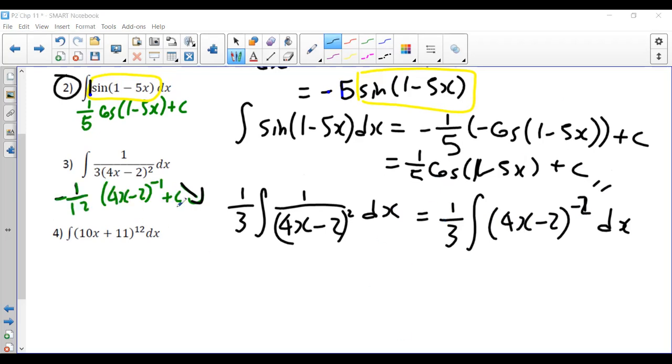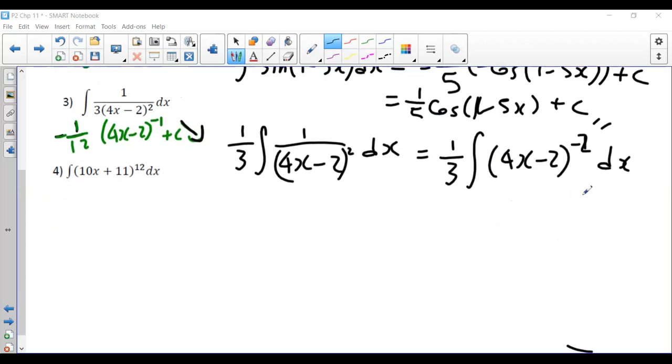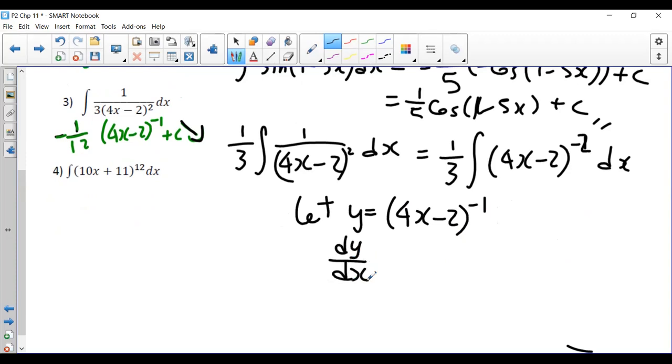The answer is on the left-hand side, okay? The answer is power of minus 1. So we're going to let y be (4x minus 2) to the power of minus 1, because differentiate power of minus 1 gives you power of minus 2. So we're going to do dy by dx. So what about a third? We're going to leave it out for now, because a third is a coefficient. It's nothing to do with integration. We can just multiply by a third at the end.